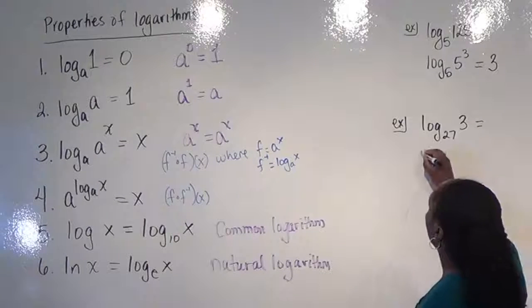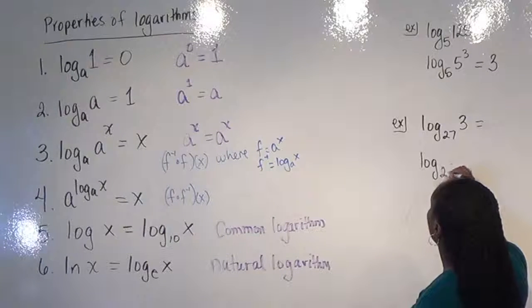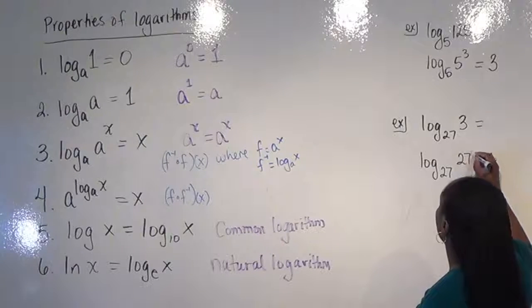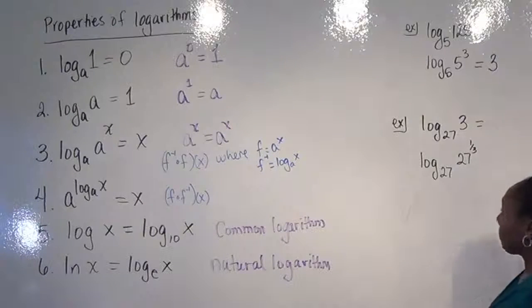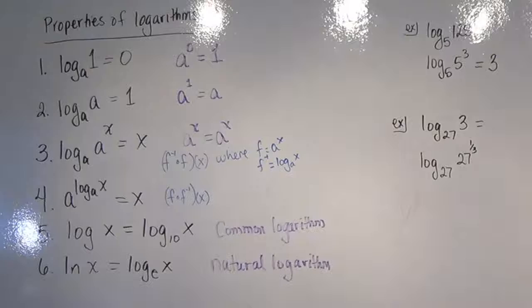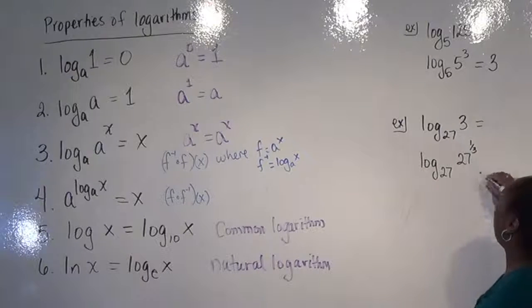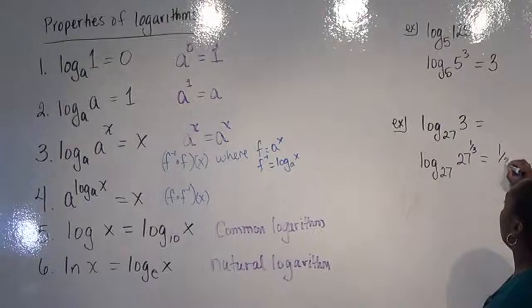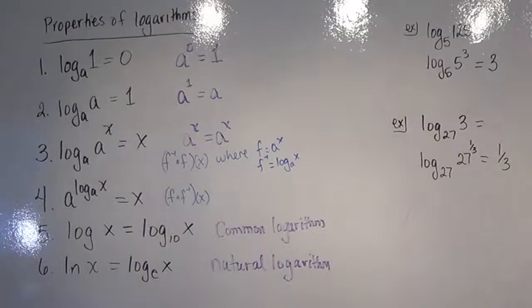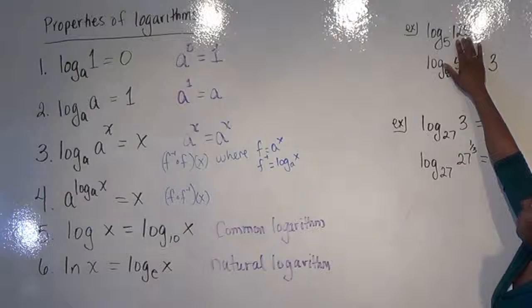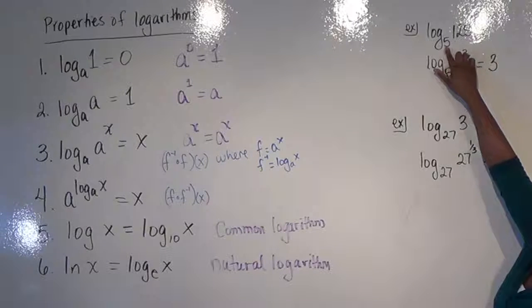Okay? And so here I can see that 27 to the 1/3 is going to be the same as 3. Okay? And then again, using that same property, number 3 over there, we can see that that's going to give me a 1/3.